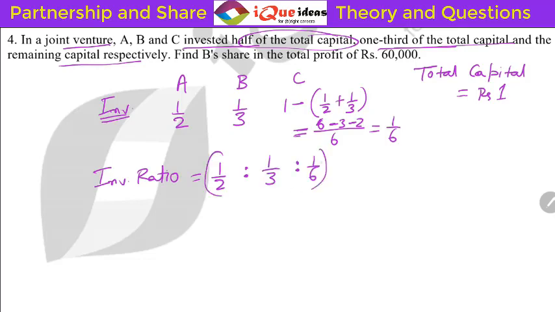To simplify, multiply by the LCM of the denominators 2, 3, 6, that is 6. So if you multiply by 6, 6 by 2 will be 3, 6 by 3 will be 2 and 6 by 6 will be 1. Always remember the ratio has to be a whole number ratio, right?